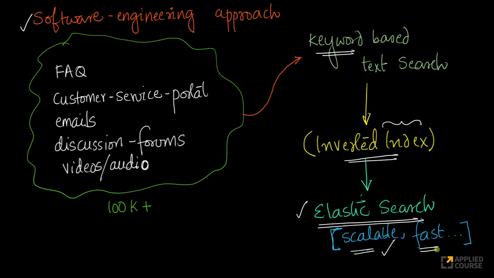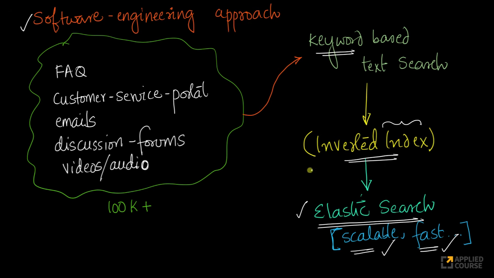It is extremely scalable. It is extremely fast. You can answer thousands of queries per second. The inverted index is a very basic data structure, or at least one of the data structures that is used in Elasticsearch. But an engineering approach to this is, let's take all this data, convert them into keywords. Then we'll use the concept of inverted indices. And instead of implementing our own inverted index based system, let's use Elasticsearch.